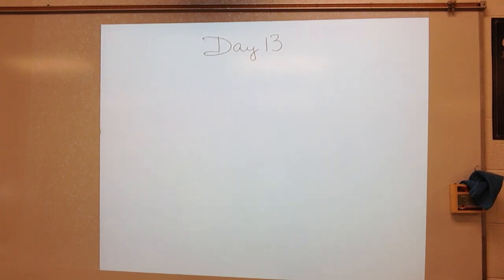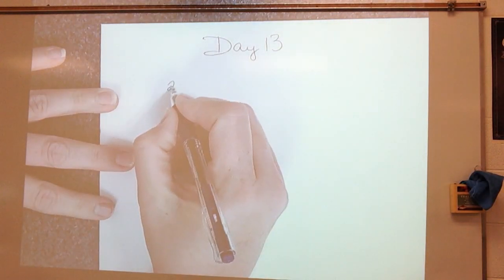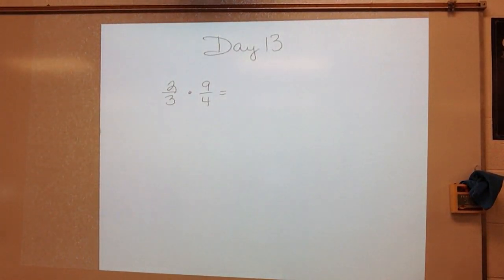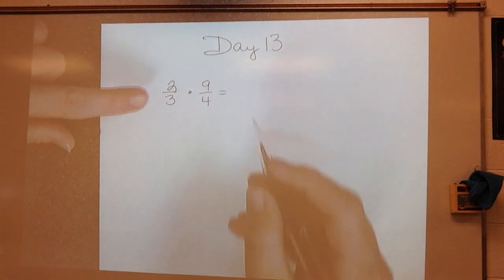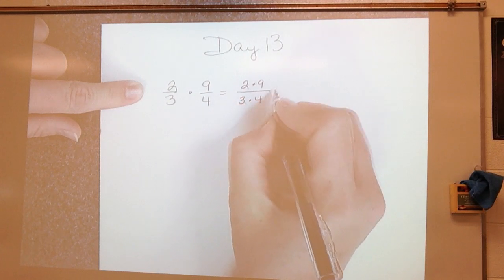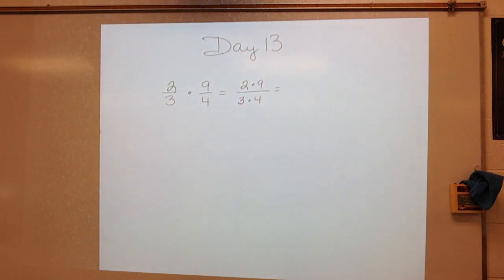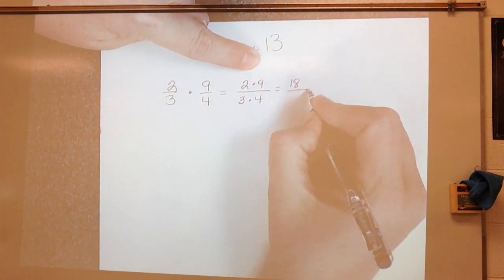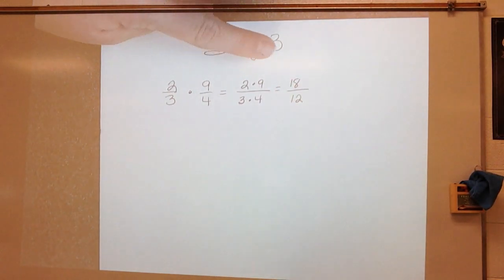Alright, so to multiply fractions, let's just go ahead and look at an example. So I have 2/3 times 9/4. Guys, when you are multiplying fractions, you multiply straight across. So I'm going to multiply 2 times 9, and then I'm going to multiply 3 times 4. I do not have to find common denominators. I do not have to change anything. All I do is simply multiply. So 2 times 9 is 18. 3 times 4 is 12.